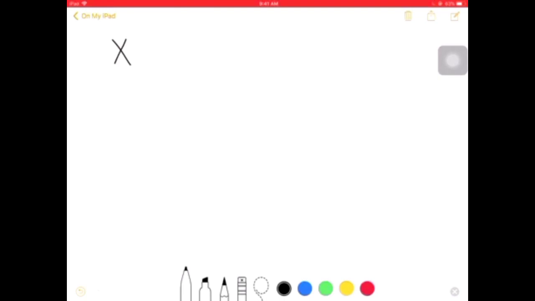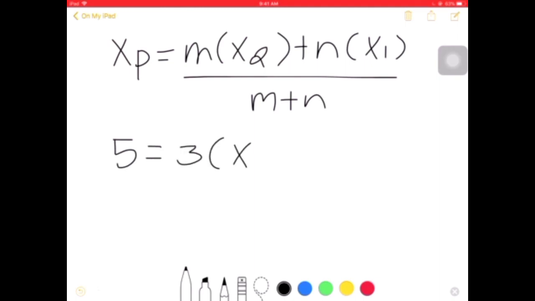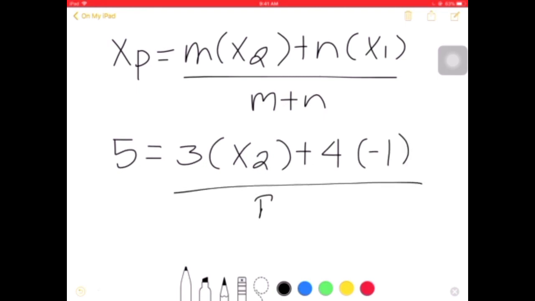We will be using the same formula we used in dividing a line segment, except we will be solving for x sub 2 this time. So, 5 equals 3 times x sub 2 plus 4 times negative 1 over 3 plus 4.